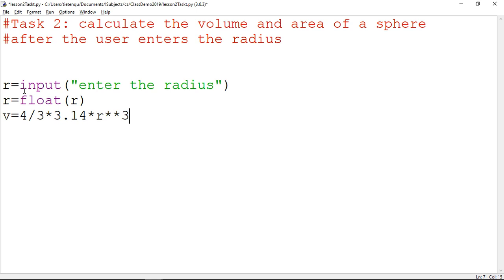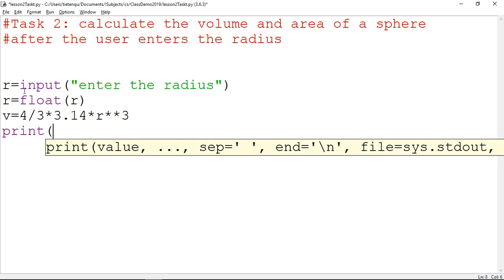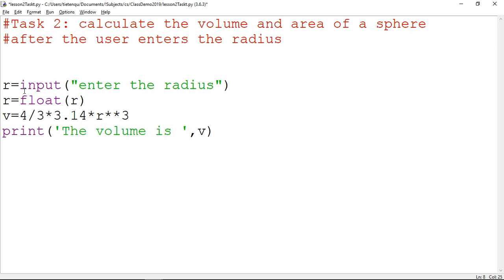And then the double star means what will follow from here is an exponent. That's how you indicate an exponent. And the exponent here is 3. So you can see that agrees with our formula here. Volume is 4/3 times pi times r cubed. And then we want to print that out so that whoever's using the program can see it. And we're going to tell them the volume is, and then after a comma, I'm going to place my V. And then in a minute, I'll do the same thing with surface area. So let's just test this.